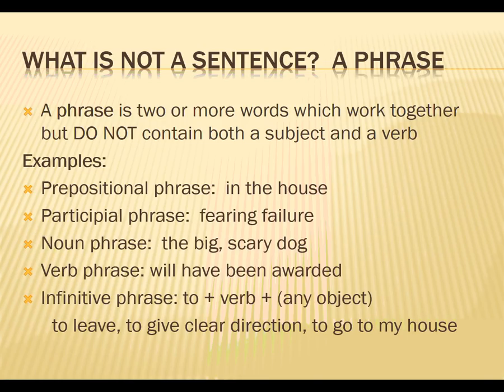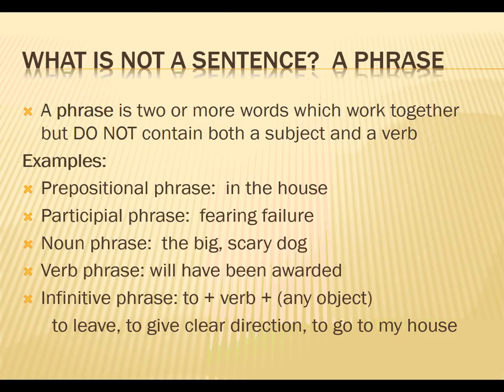Next, there are participial phrases. Look for an ing or ed ending for clues of a participial phrase. One example is fearing failure. Another example is feared lost. Noun phrases are another common type of phrase. A noun phrase can function as the subject of a sentence, but it cannot stand alone. One example is the big scary dog. The noun is dog, and the words big and scary are adjectives to describe the dog.